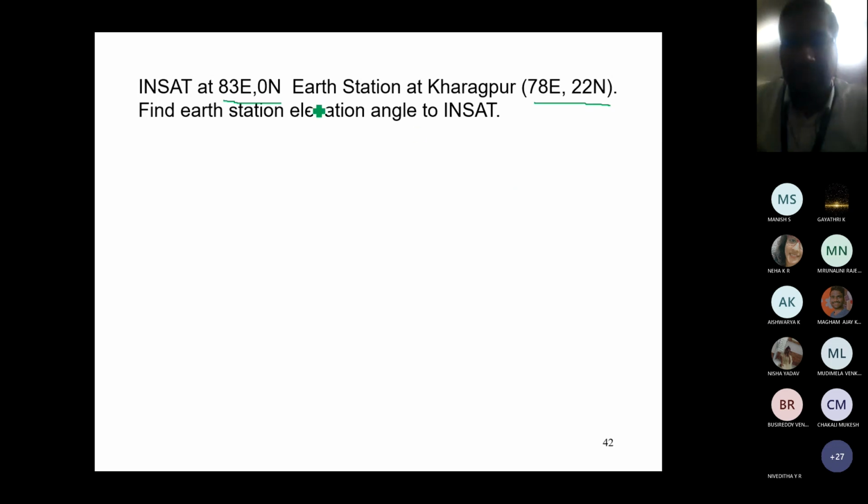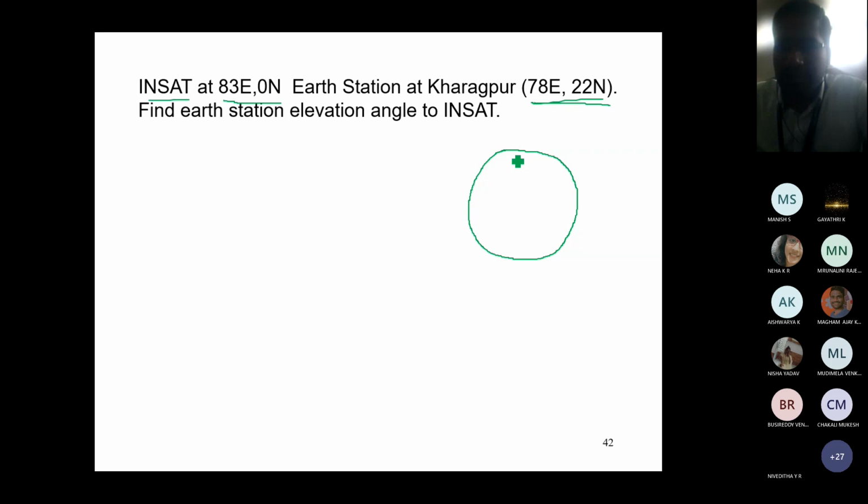Now what is given? The latitude and longitude of the satellite is given. INSAT is a satellite, and its latitude and longitude are given. And there is a ground station, or what is called the Earth station, which is communicating with the satellite. And the latitude and longitude of the ground station is also given. So can you find out at what point your ground station and at what point your sub-satellite point is? Can you find out that? Let us do it.